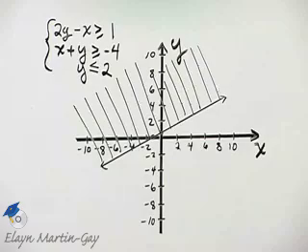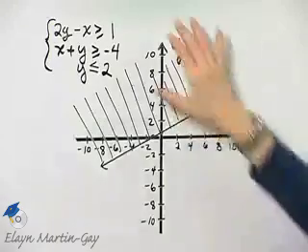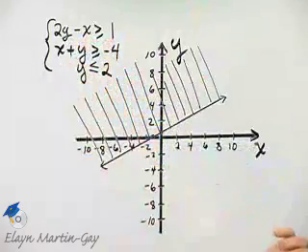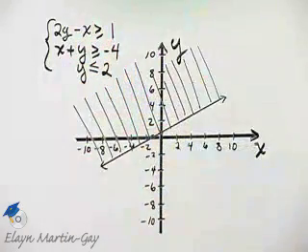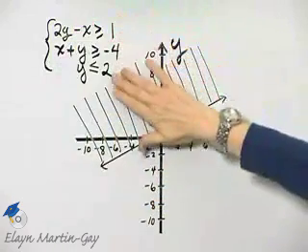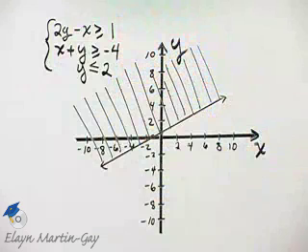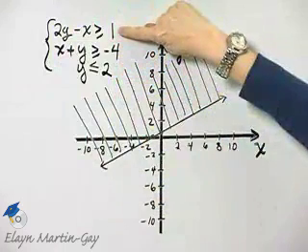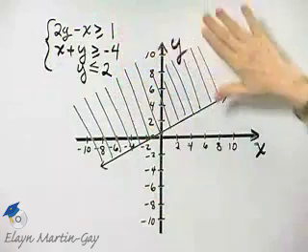Let's graph the solutions of this system of linear inequalities. And notice each of these is a linear inequality, so we do have a system. Where are the solutions? The solutions will lie in the intersection of these graphs. So I've already graphed the linear inequality 2y minus x is greater than or equal to 1.